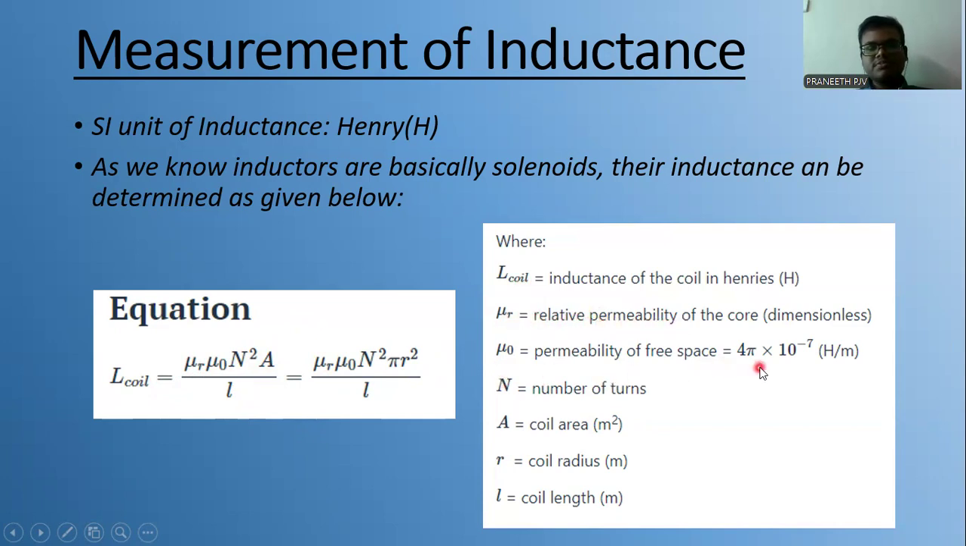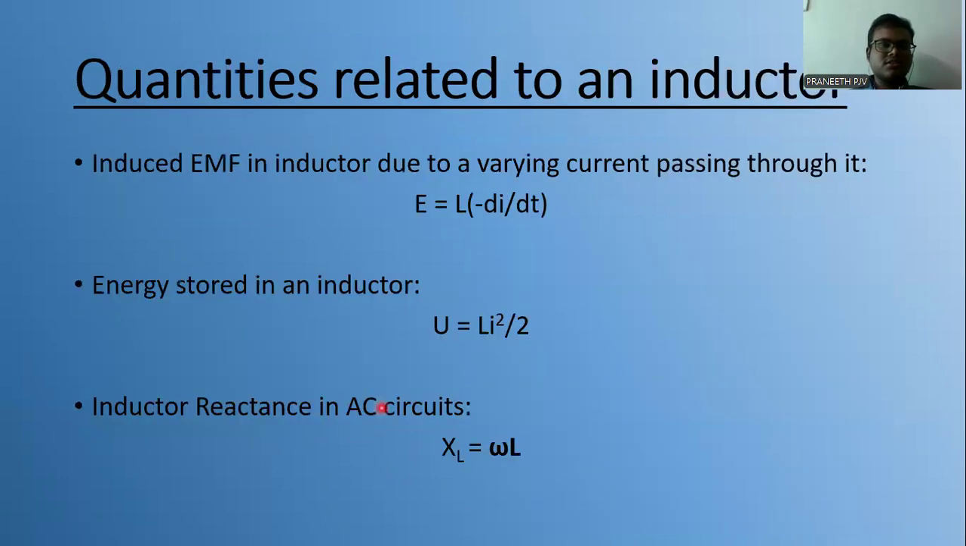the permeability of free space, which is 4 pi times 10 to the power minus 7 Henry per meter. And N is the number of turns, or the number of times the wire is wrapped around. A is the coil area, r is the radius, and l is the coil length. So this is basically the formula we use to determine the inductance of a given solenoid.